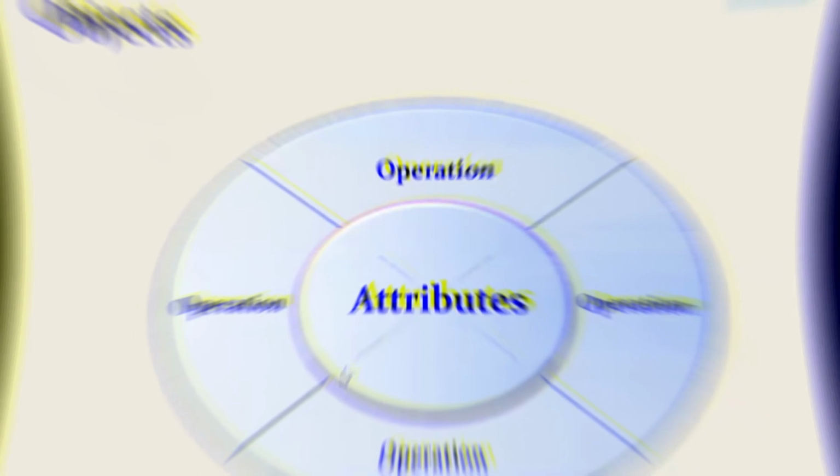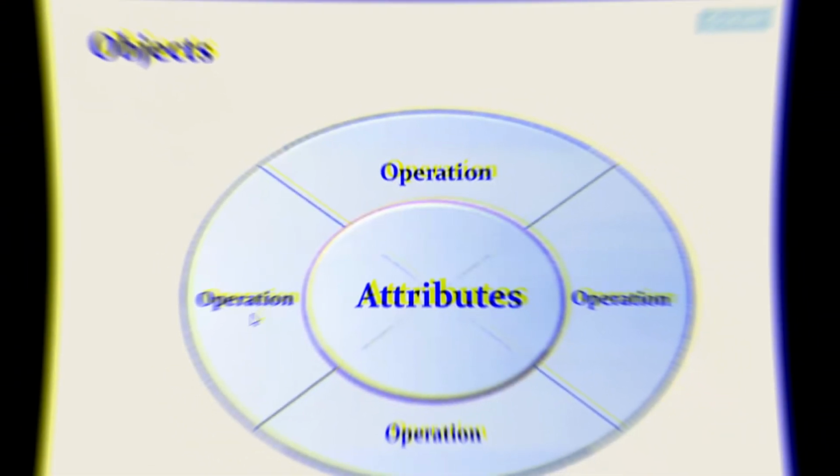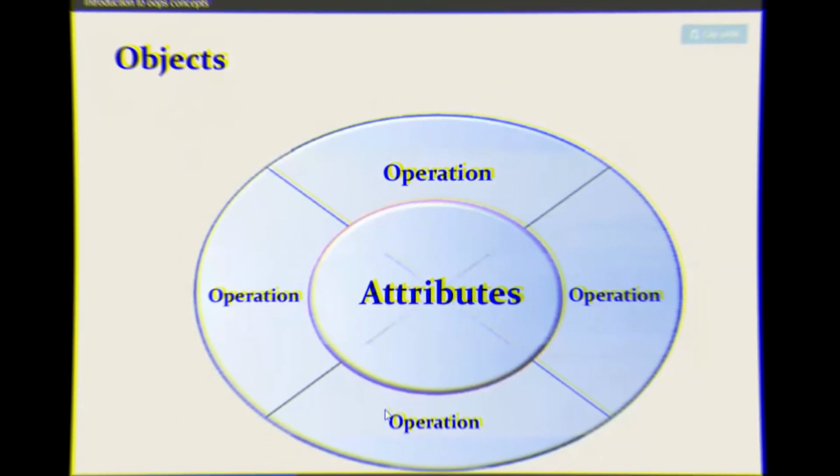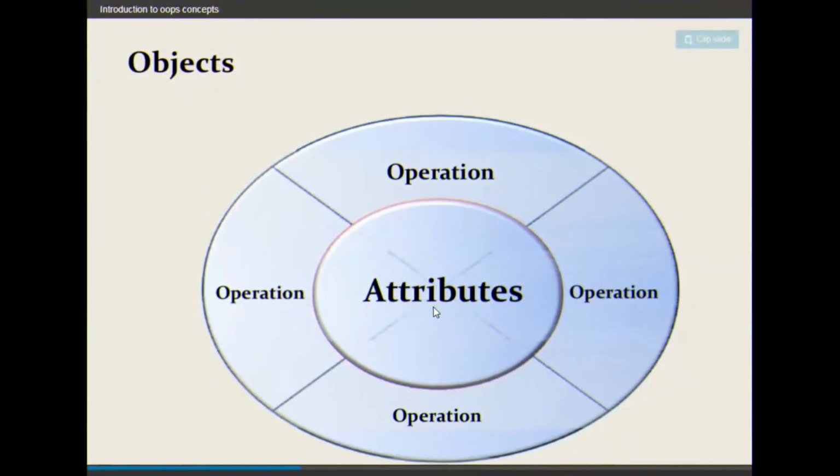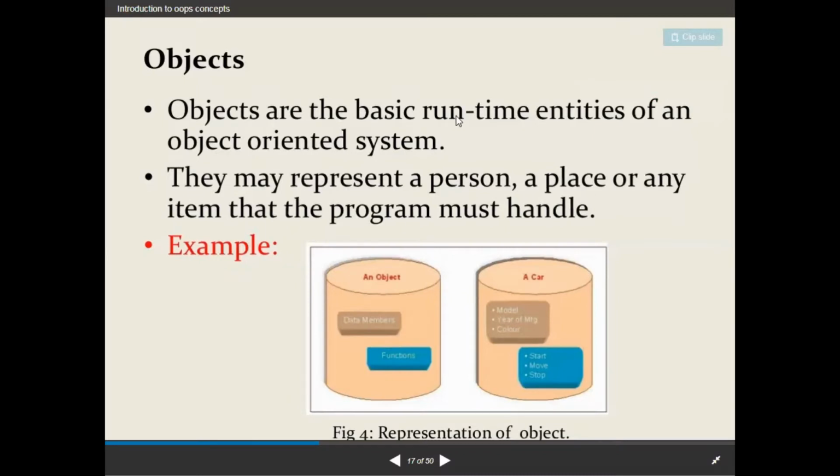The first one, objects. See, the object, that is the attributes. So many operations are incorporated with these attributes. Understood, children? So many attributes are incorporated. See, objects are the basic runtime entities of an object-oriented system.